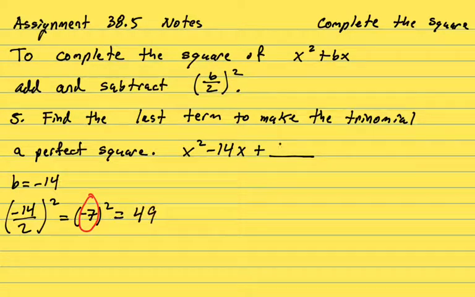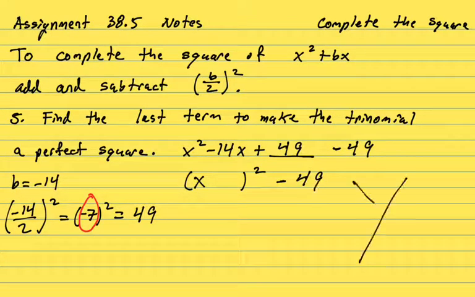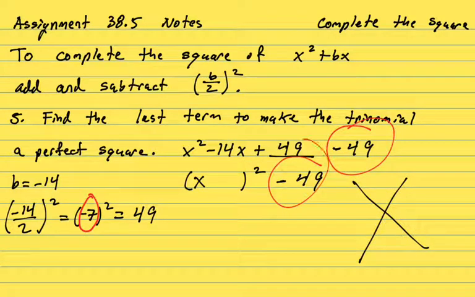That's going to be 49. So we're going to add 49, and we're going to subtract 49, so we keep it equivalent. So x squared minus 14x plus 49 will factor into x minus 7 quantity squared. But to help you out with that, let's go ahead and do the diamond. Okay, so this is just going to be at the end there, so don't worry about it.